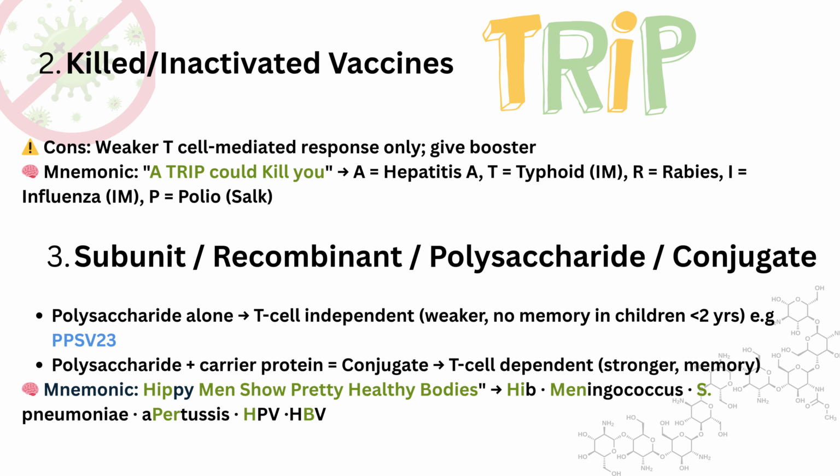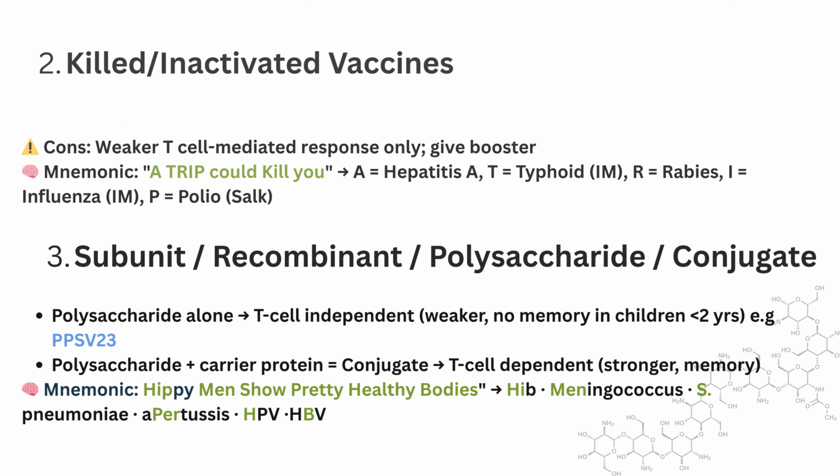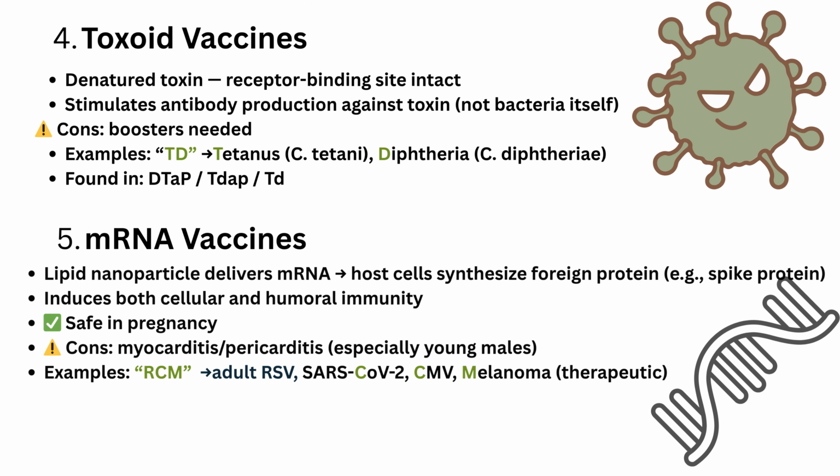Now let's move to our next vaccine type, which is much easier. The toxoid vaccines. A toxoid vaccine uses a toxin, but the toxin has been changed so it cannot harm you anymore. The immune system sees it, learns what it looks like, and creates antibodies against it. The two classic examples, tetanus and diphtheria, both of them require boosters, and both are found in DTaP, Tdap, and Td.